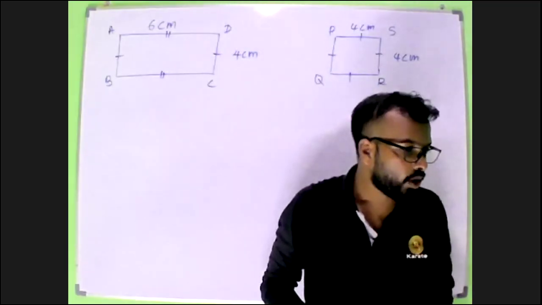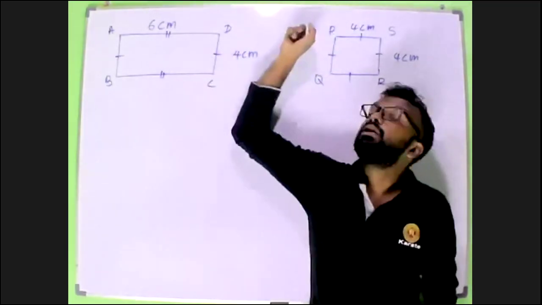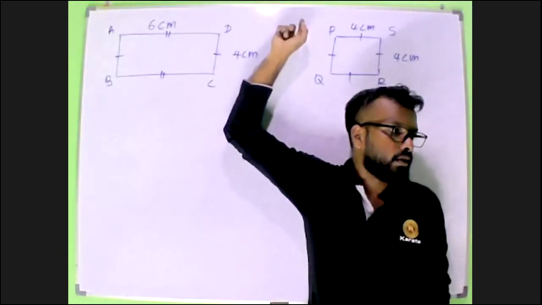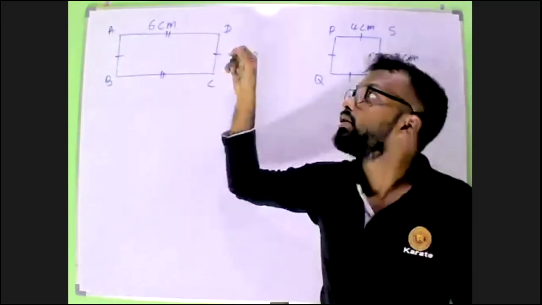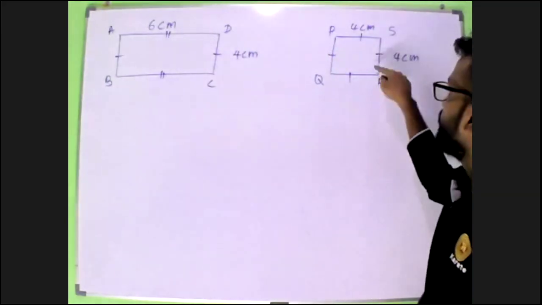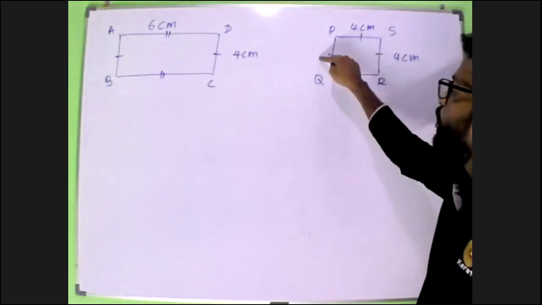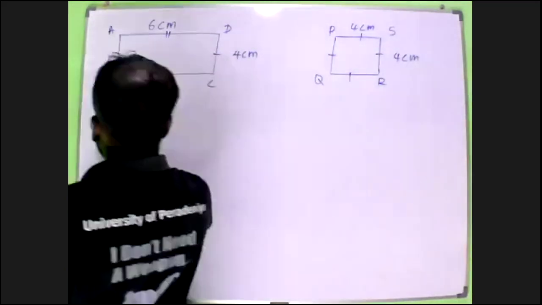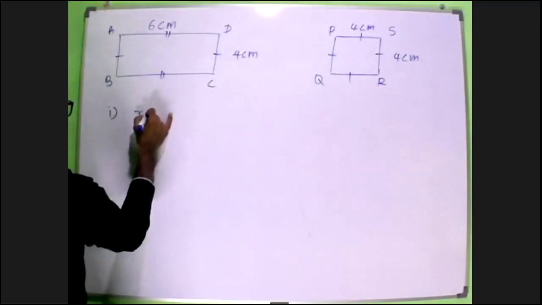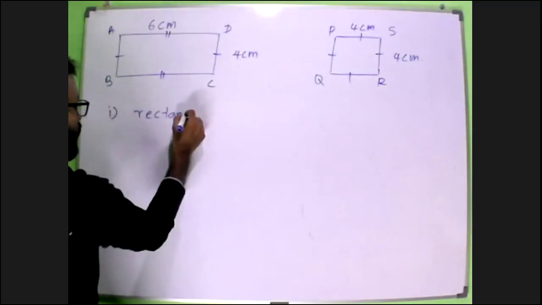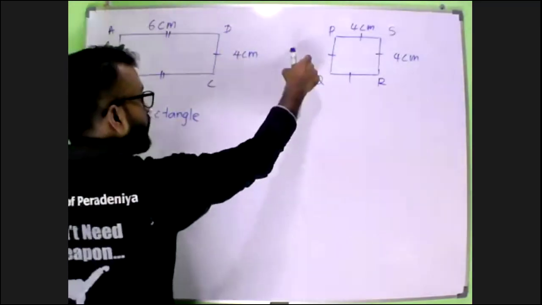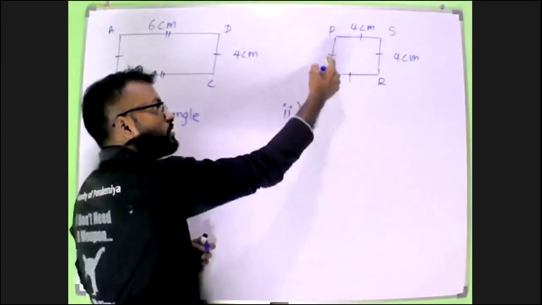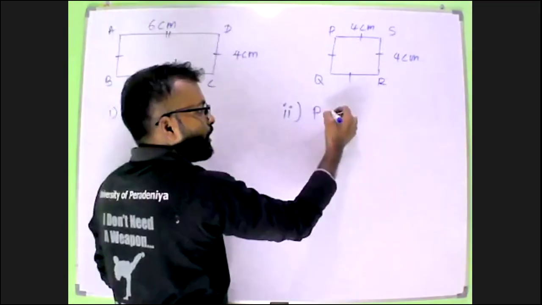So what is the regular polygon of this? Square is the regular polygon, and you have to find the perimeter of that. Right? 4 times 4, or 4 plus 4 plus 4 plus 4, or you can multiply. So the first answer will be rectangle, and your second one is your regular polygon is this square, and you have to find the perimeter.